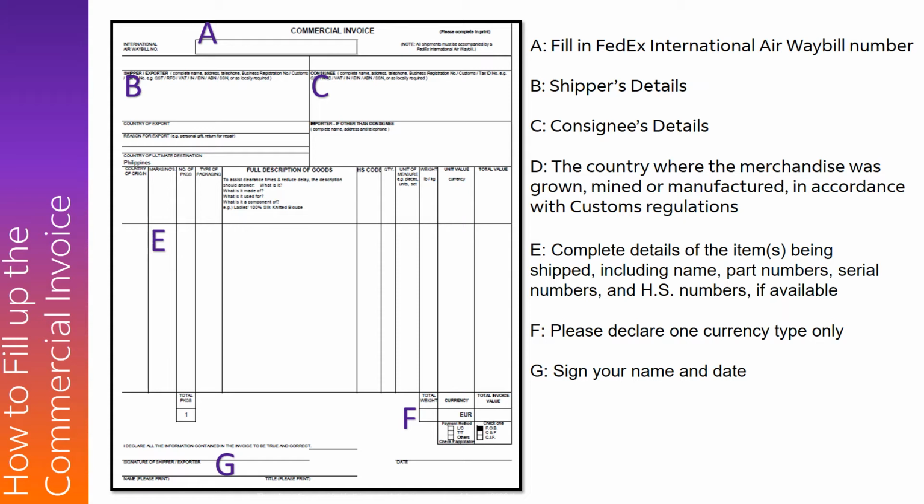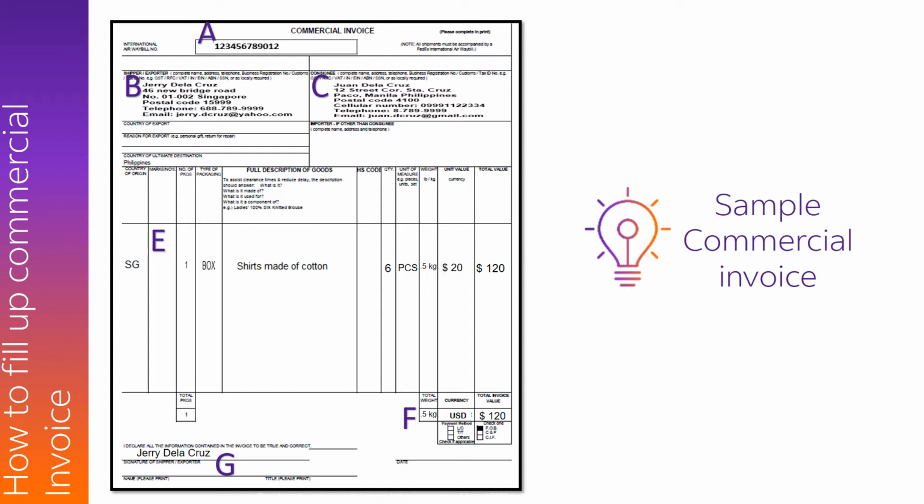Letter D is the country where the merchandise was grown, mined, or manufactured in accordance with customs regulation. Letter E, fill up the complete details of the item being shipped, including name, part number, serial numbers, and HS numbers if available. And letter F is please declare one currency type only. And letter G is sign your name and date. Here's a sample of a correctly filled up commercial invoice.